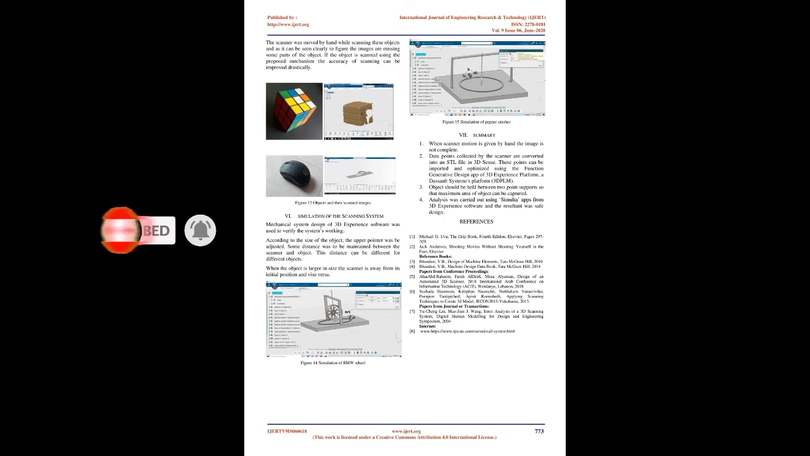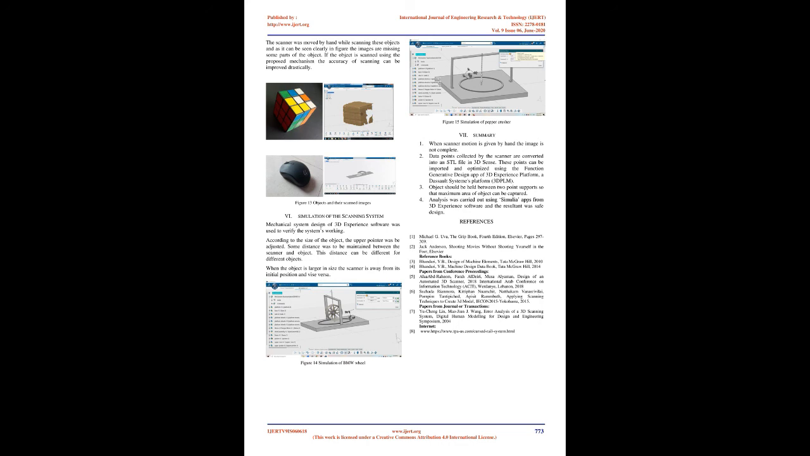6. Simulation of the scanning system. Mechanical system design of 3D Experience software was used to verify the system's working. According to the size of the object, the upper pointer was adjusted. Some distance was to be maintained between the scanner and object. This distance can be different for different objects. When the object is larger in size, the scanner is away from its initial position and vice versa. Figure 14: Simulation of BMW wheel. Figure 15: Simulation of pepper crusher.